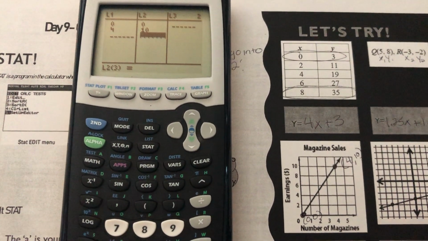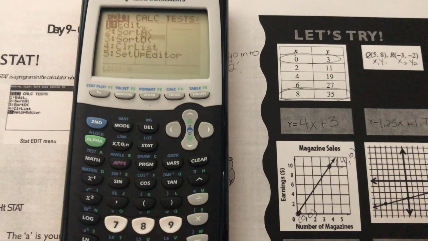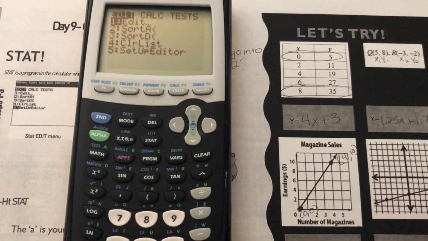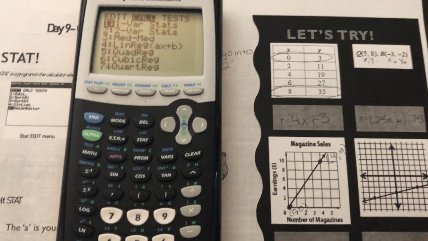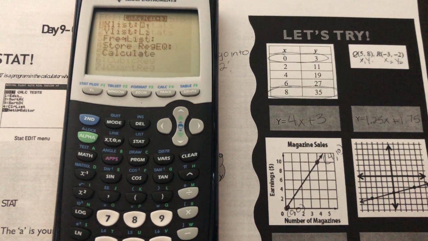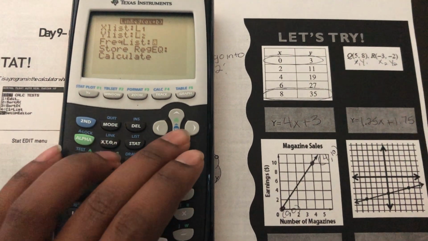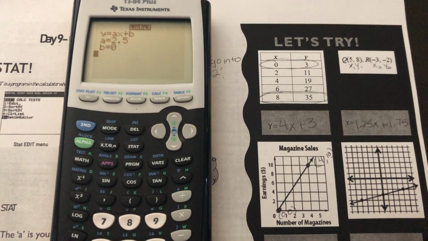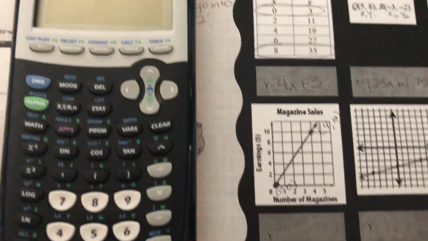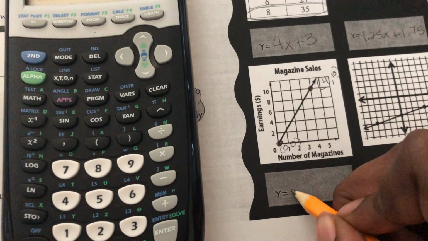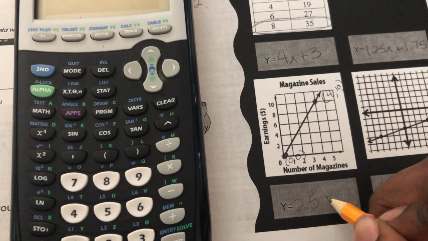Now I'm going to go to stat again, scroll over to calc, press number 4, go all the way down to calculate and press enter. And there you go. There's your equation. So y equals 2.5x, and that's it. You do not have to put plus 0.